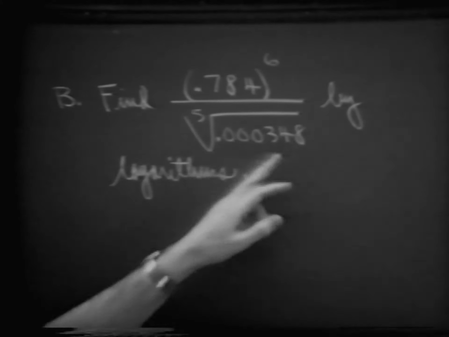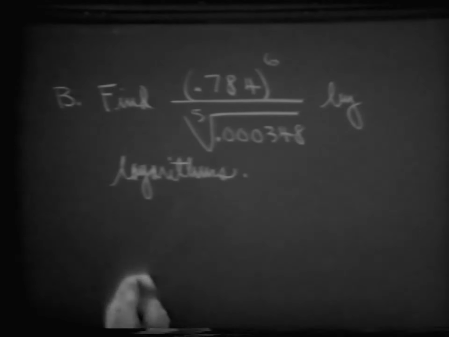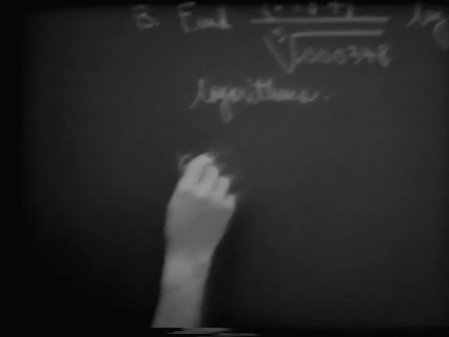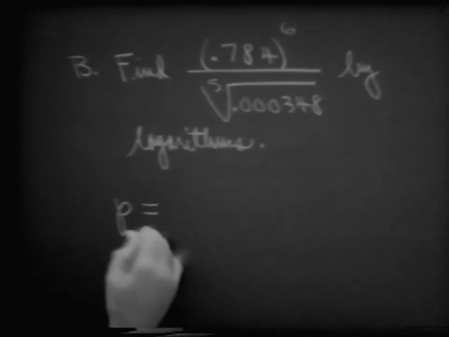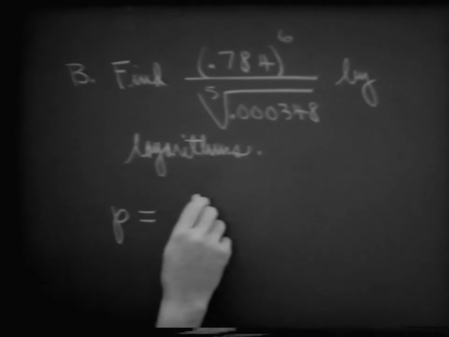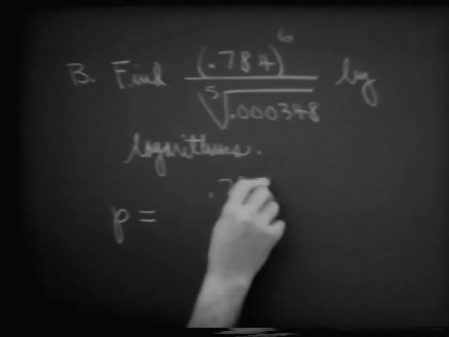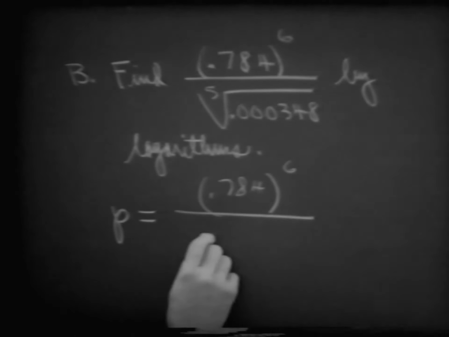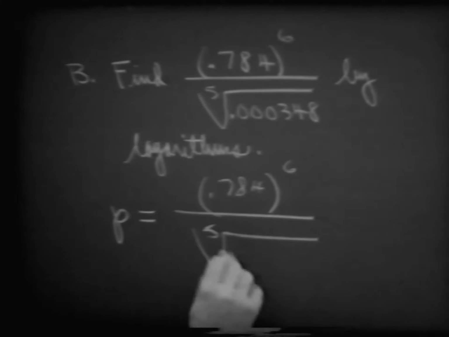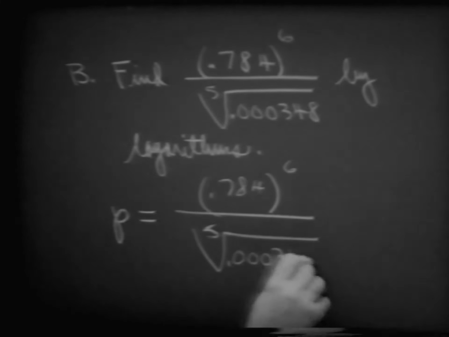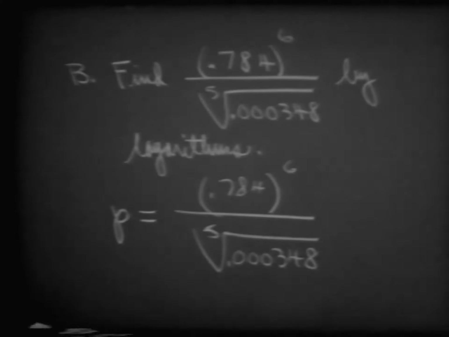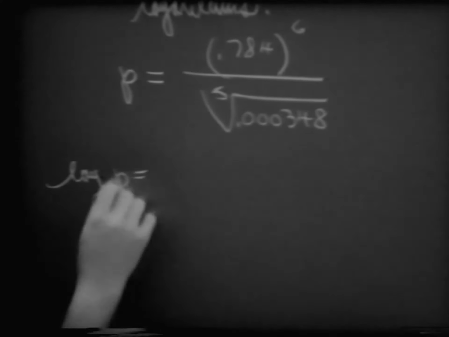Well, here we have a problem which says find this number by logarithms. Now, we have been going through this business of estimation, and if you don't mind, in order to save a little bit of time, I'd like to skip that aspect of it, and let's go right to our second step as we have been proceeding earlier, in which we have P then is equal to 0.784 all to the 6th power divided by the 5th root of 0.000348. All right?